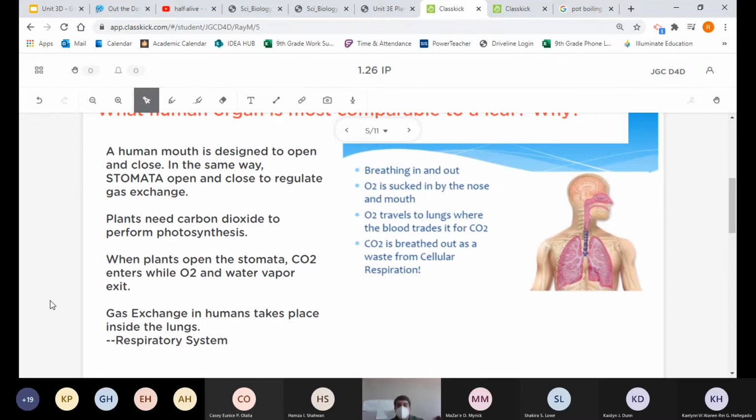So the plant, even though it doesn't have lungs, it doesn't have the alveoli, like the air sacs that we have, is still performing a very similar function. The stomata is opening and closing to let stuff in and out, just like our mouth opens to let stuff in and out. And the gas exchange itself is happening inside, very similar to our lungs.